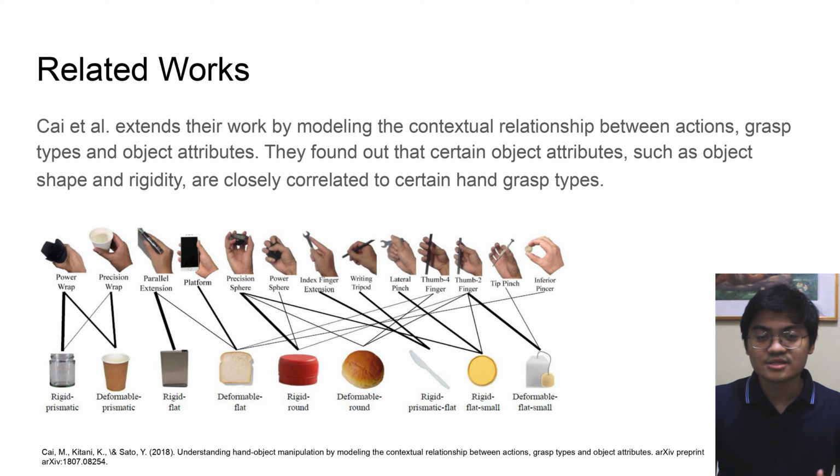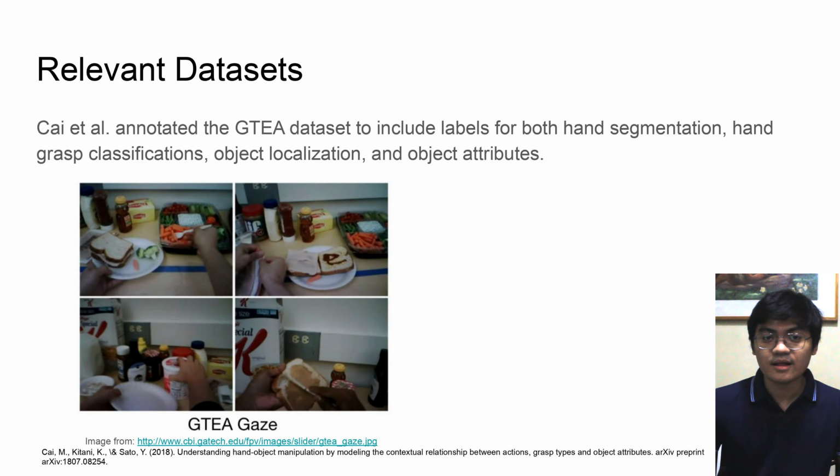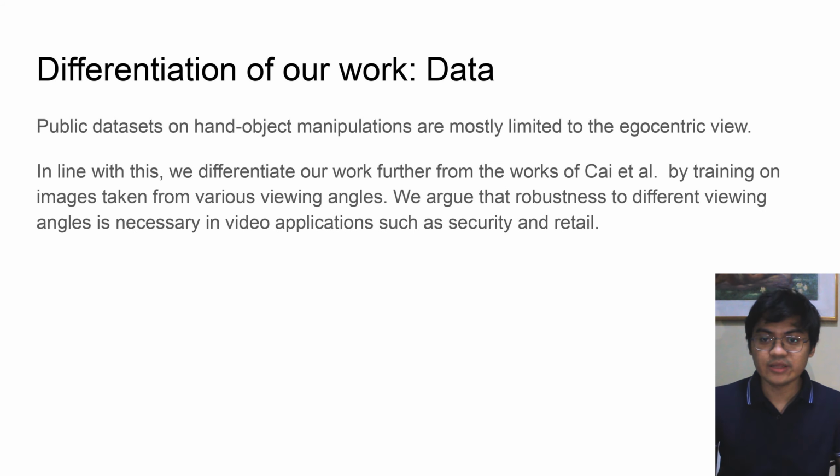Kai et al. found out that certain object attributes, such as object shape and rigidity, are closely correlated to certain hand grasp types. G et al. created a synthetic hand dataset by rigging a 3D hand model with joints. This can then be configured to make certain hand configurations and poses. Kai et al. then annotated the dataset, so we differentiate our work by simplifying previous systems. Instead, we propose to create a grab detection network that directly detects the grasping hands. In line with this, we decided to train on images taken from various viewing angles.